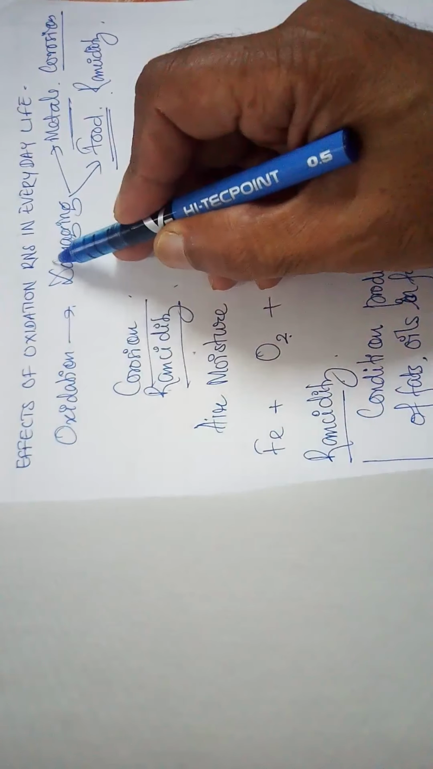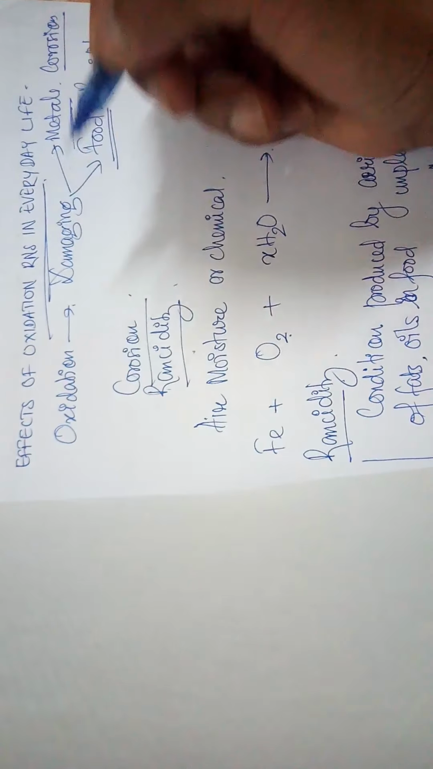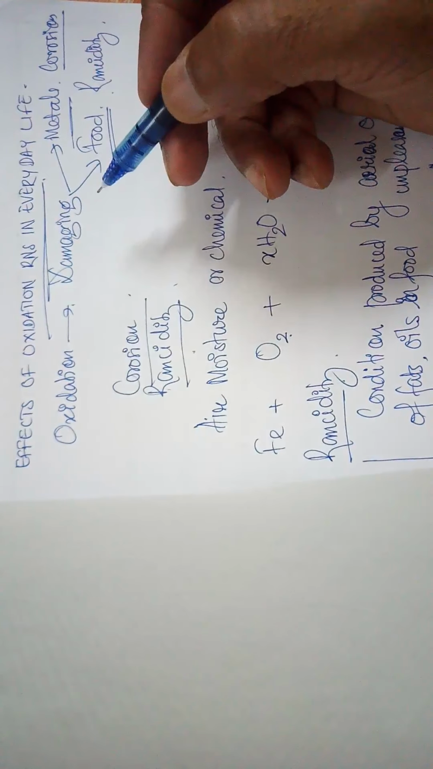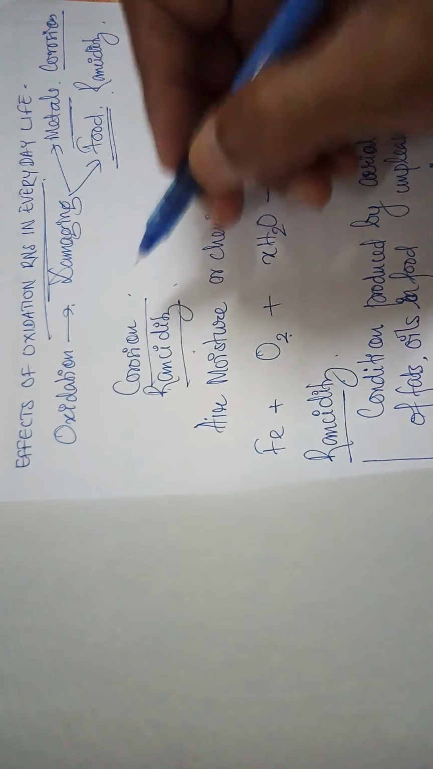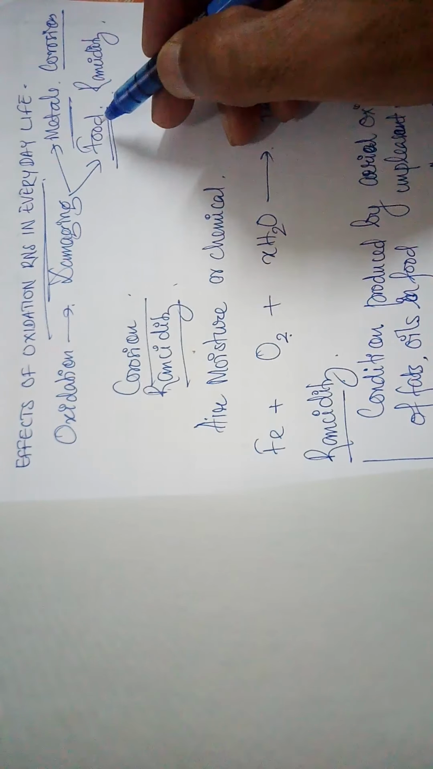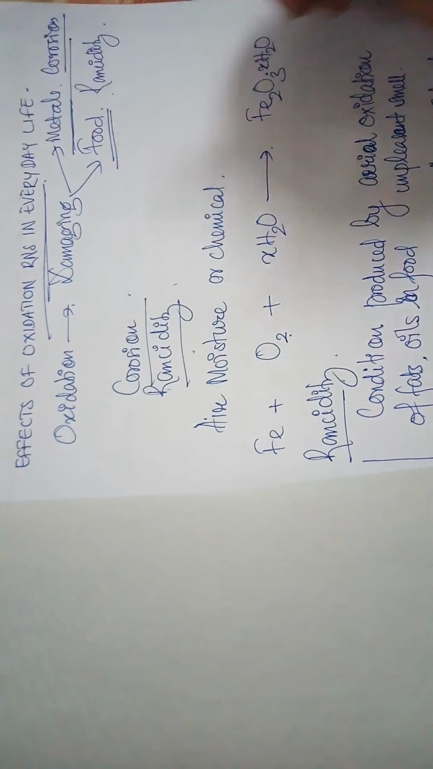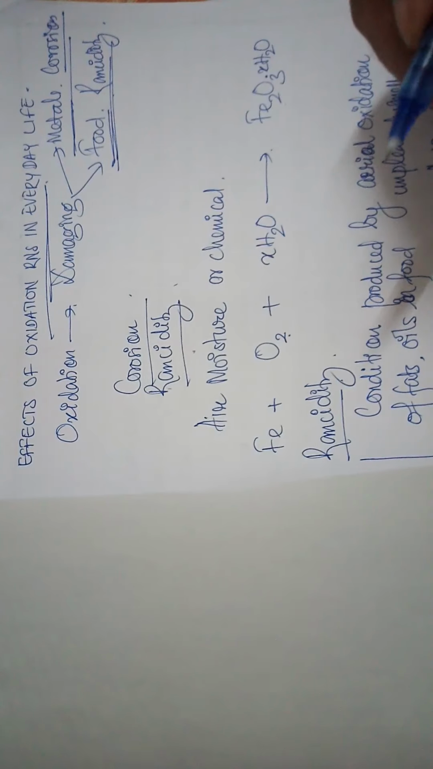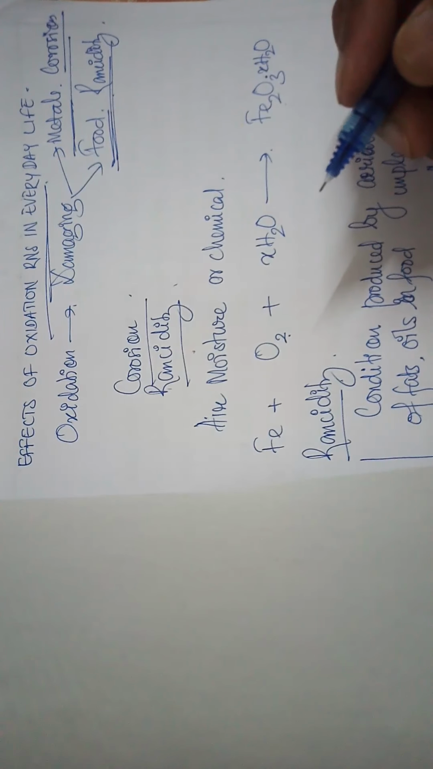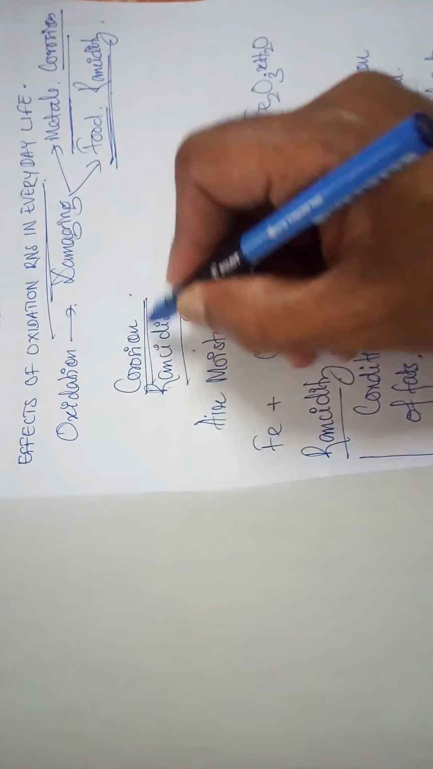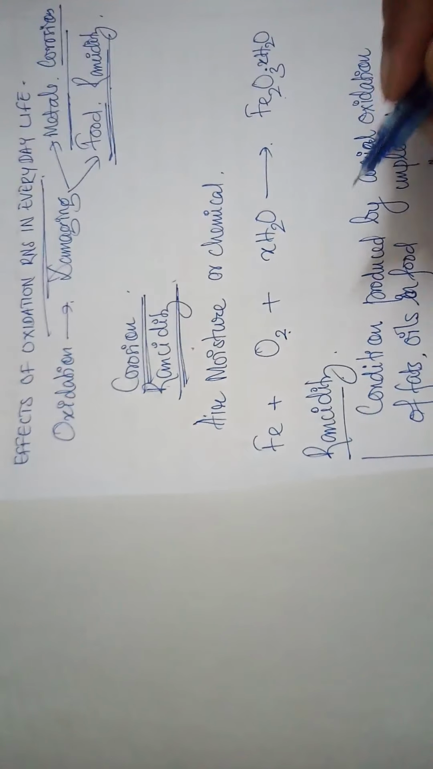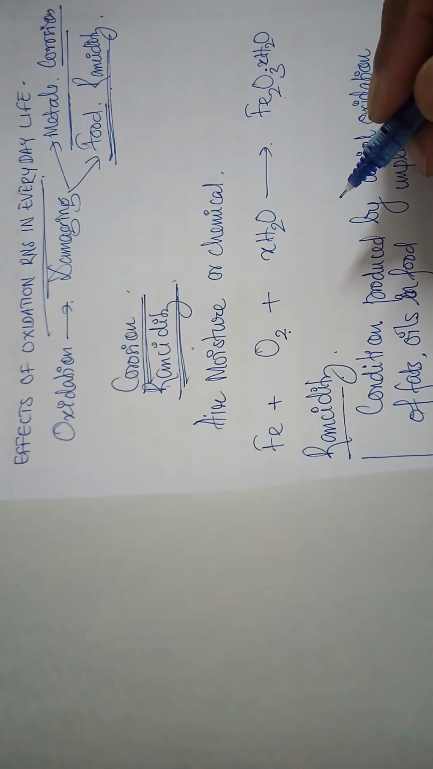Effects of oxidation reactions in everyday life. Oxidation has damaging effects also on metals and on food. The damaging effect of oxidation on metals is studied as corrosion, and that on food is known as rancidity. Thus, there are two common effects of oxidation reactions, which are corrosion of metals and rancidity of food. We will now describe these two effects caused by the process of oxidation in detail.